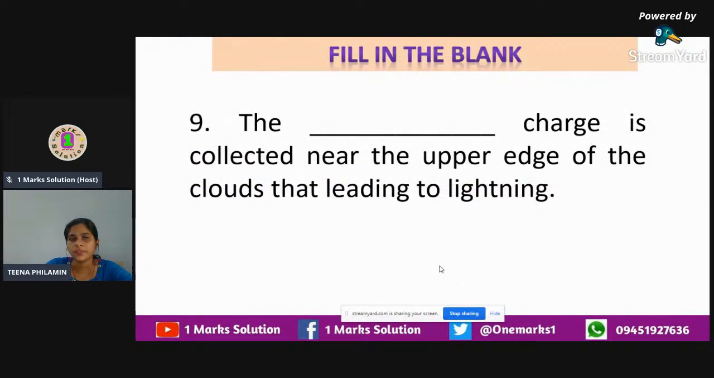Then the ninth one: the dash charge is collected near the upper edge of the clouds, leading to lightning. Before discussing this, let me explain what lightning is. Lightning is the accumulation of charges in the clouds. Positive charge is collected in the upper side of the clouds, and negative charge in the lower side, because of the continuous movement of air currents and water droplets separating the charges. When the magnitude of these charges becomes high, the air between the positive and negative charges, which is normally a poor conductor of electricity, allows them to meet. Sparks are produced, and we see it as lightning. So the positive charge is collected near the upper edge of the clouds, leading to lightning. The answer is positive charge.